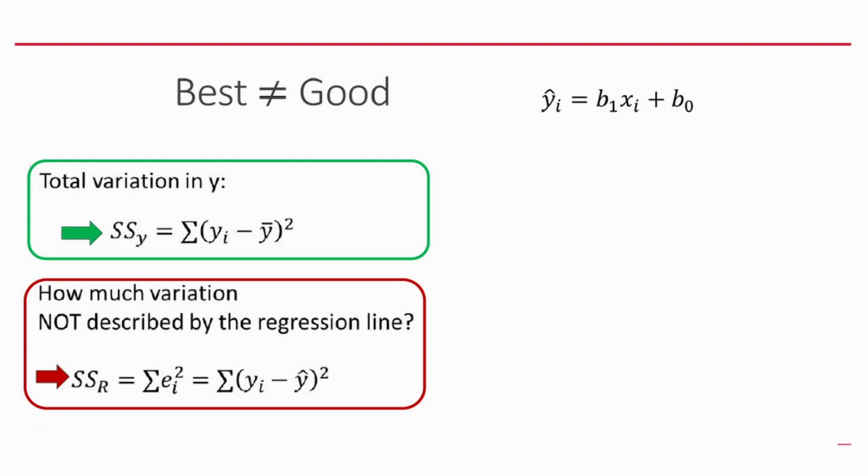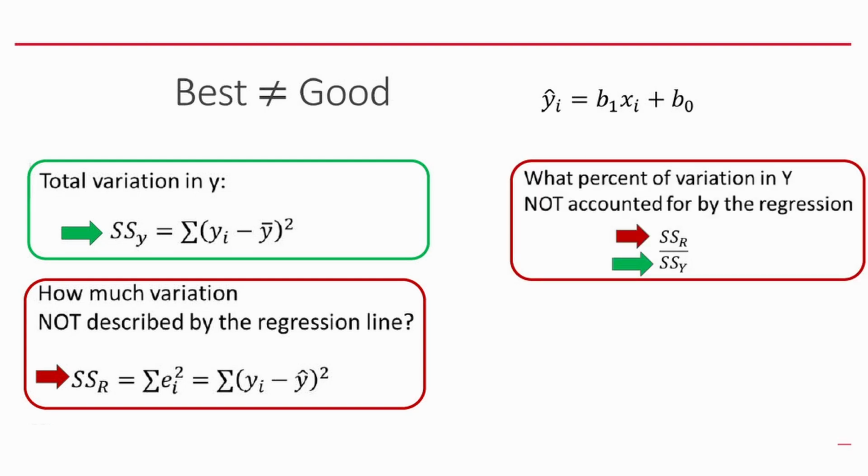To find out how much of that variation we are missing, we can utilize our residuals. Our residuals are how far are the y values from our predicted ones. So we will take that difference, square them, gets our residuals, and we're going to add those up. So we've got these two numbers, how much variation there is in y, and how much of the variation are we missing. The sum of squared residuals and the sum of squares for y.